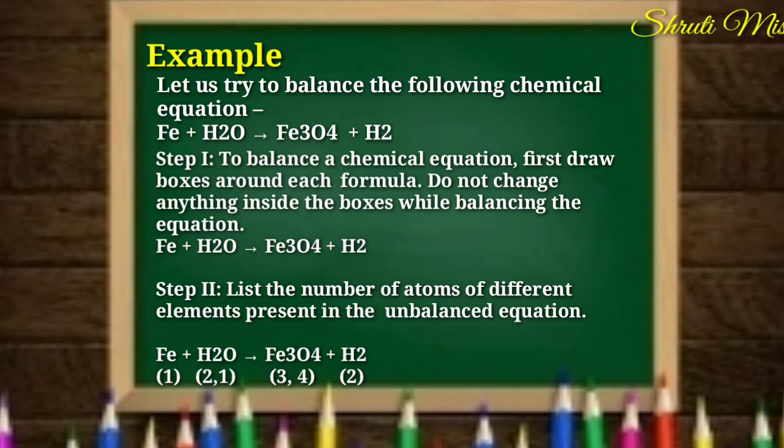So here we can see below the equation, Fe has one atom on the left side, while hydrogen has two atoms and oxygen has one atom on the left side, while Fe has three atoms and oxygen has four atoms on the right side. Hydrogen has also two atoms on the right side. So now we can see that Fe has one atom on the left and three on the right, while hydrogen has the same number, and oxygen has one on the left and four on the right.